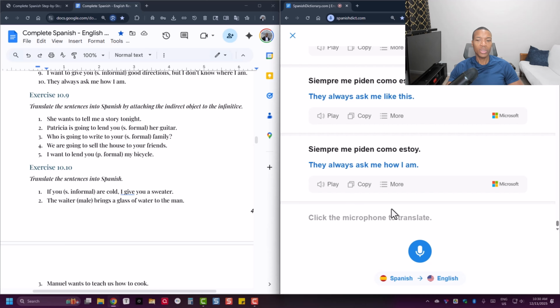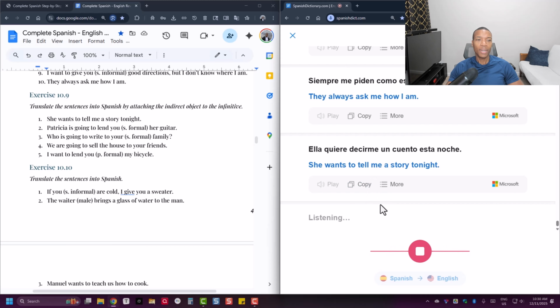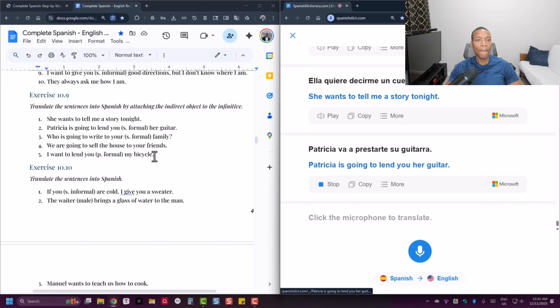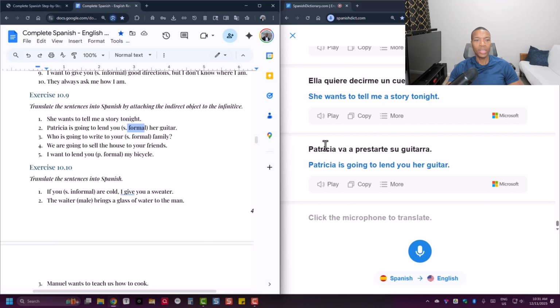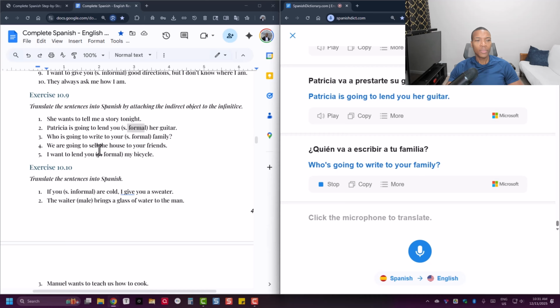Okay, she wants to tell me a story tonight. Ella quiere decirme un cuento esta noche. She wants to tell me a story tonight. Patricia is going to lend you her guitar. Patricia va a prestarte su guitarra. Patricia is going to lend you her guitar. It says formal, but I use the informal. Who is going to write to your family? ¿Quién va a escribir a tu familia? Who is going to write to your family?